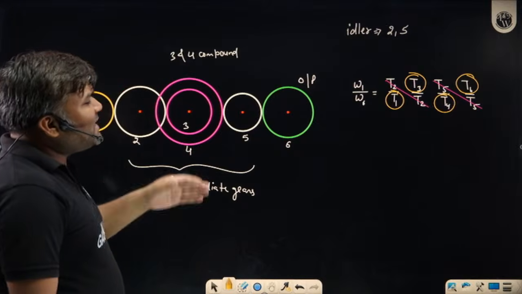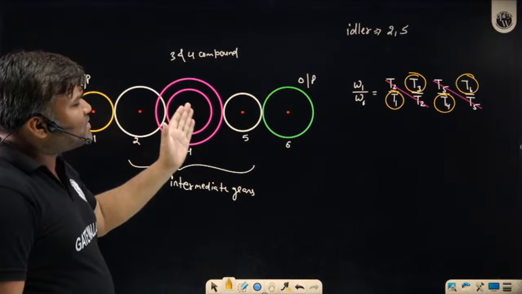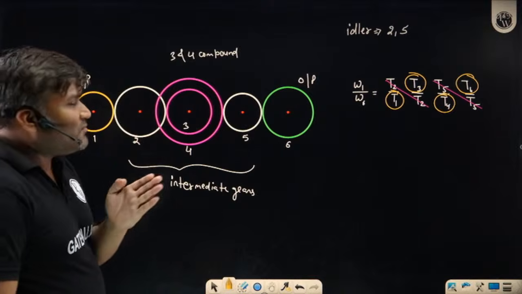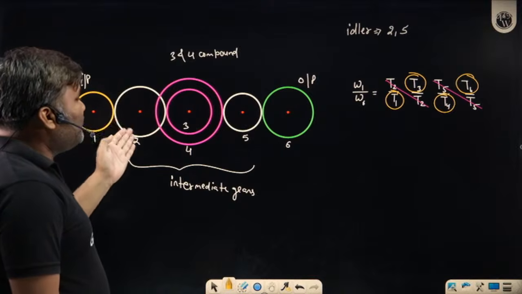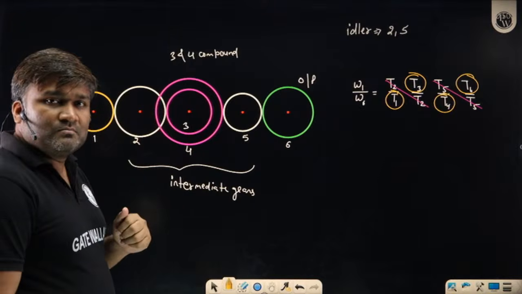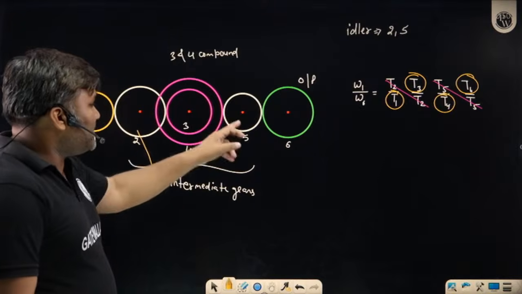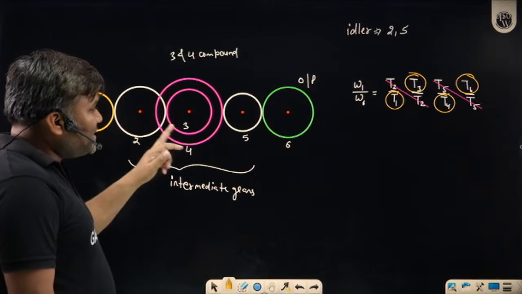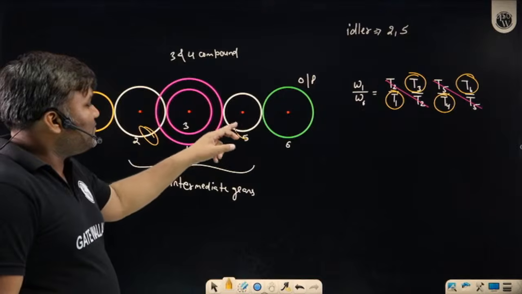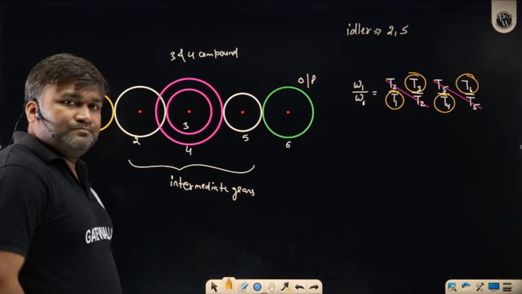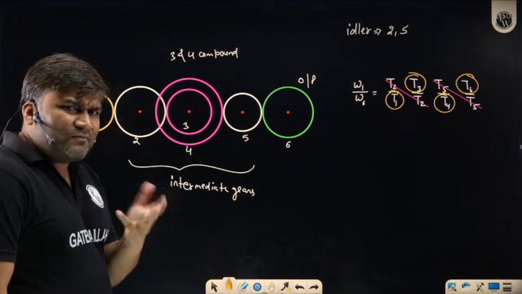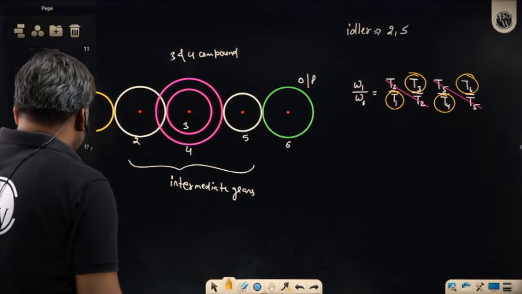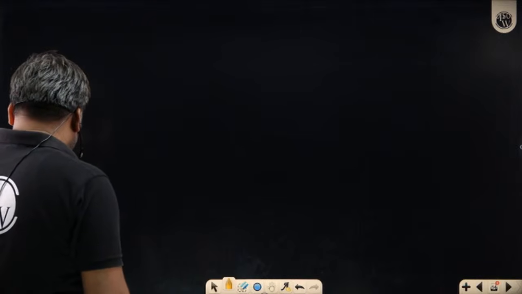In GATE sometimes they ask a question that this gear train is shown. For 1 mark, the question will be: just tell me how many idlers we are having here. Simply you can count, this is an idler, this is also an idler. Apart from input shaft, output shaft, if an intermediate shaft has only one gear, that will be your idler gear. Clear? It is not tough. Not tough at all. Okay?